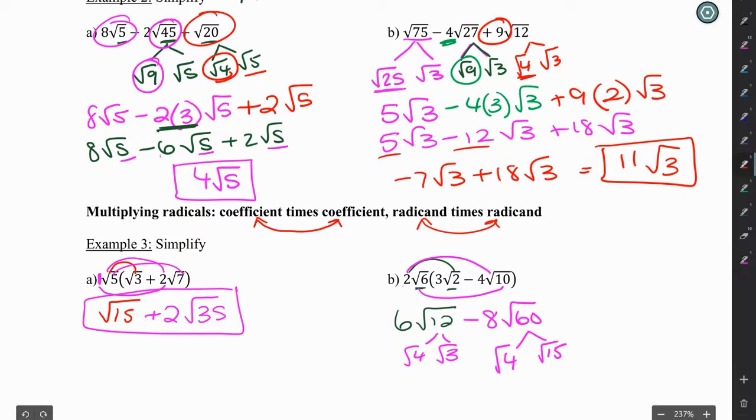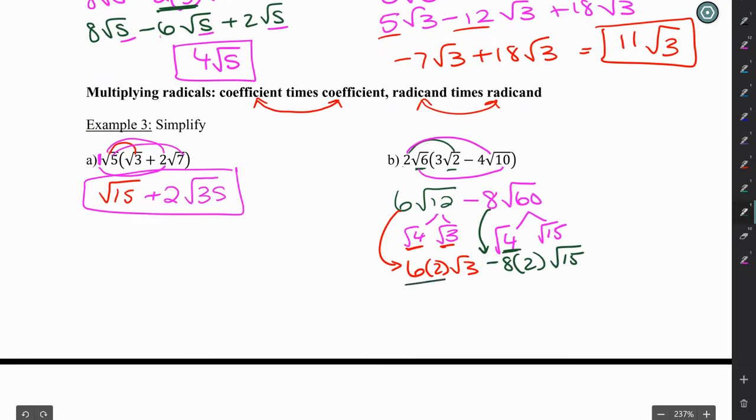So now when I keep simplifying, I copy down the 6. The square root of 4 is 2. Copy down the root 3. Bring down the minus 8. The square root of 4 is 2. Copy down the root 15. 6 times 2 is 12 root 3. Minus 8 times 2 is 16 root 15. And the 3 and the 15 are not the same, so we stop here.